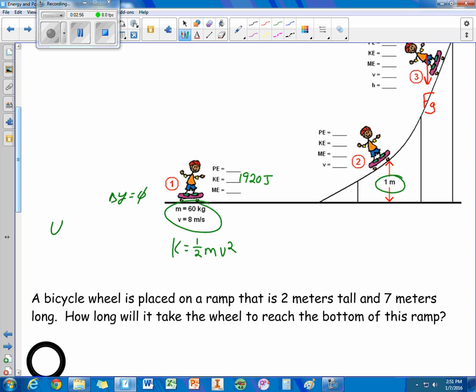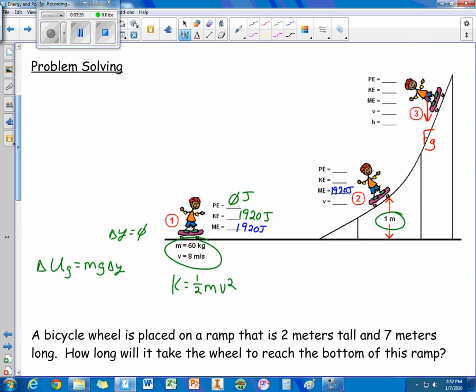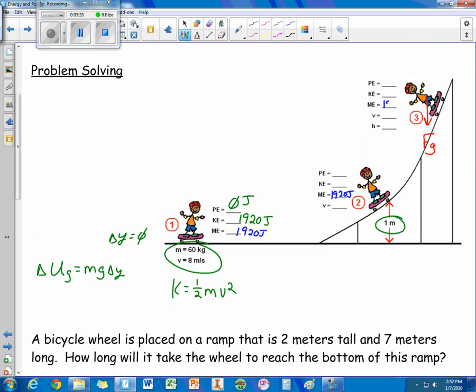Now, at the ground here, my delta Y equals 0. So for gravitational potential energy near the Earth's surface, I see that because the young man's at the surface, there is 0 joules of potential energy. All right, well, mechanical energy is the sum of kinetic and potential. So that means that this mechanical energy then is 1,920 joules. And that means that that's how much energy this system has. So everywhere I see mechanical energy, I know that it's going to have the same amount.